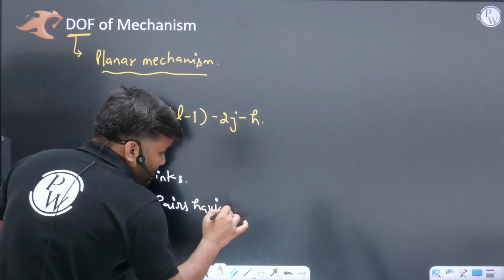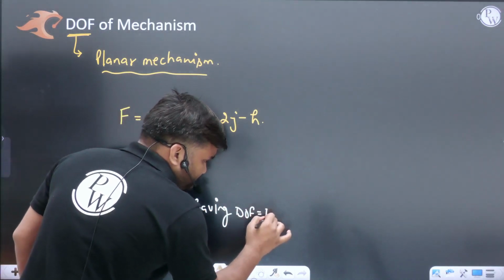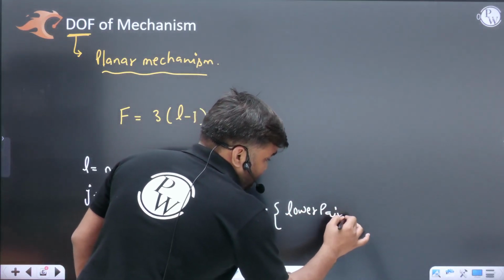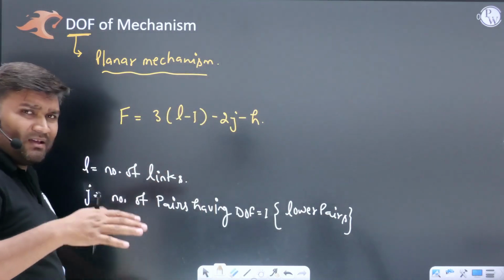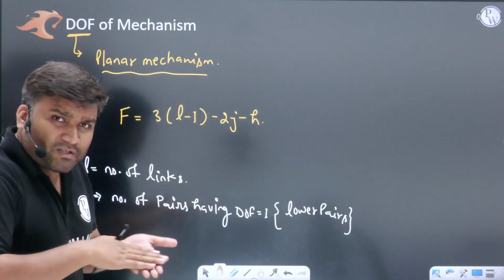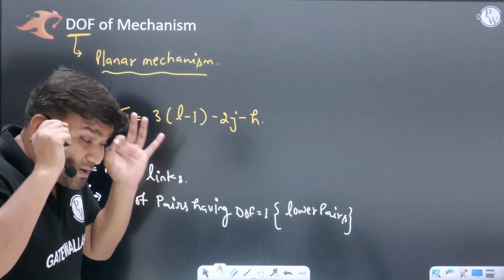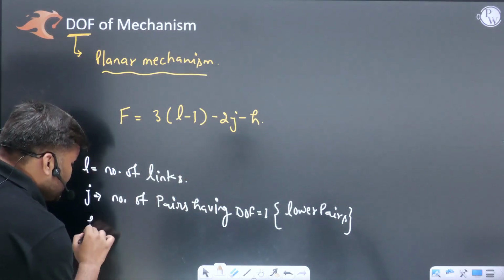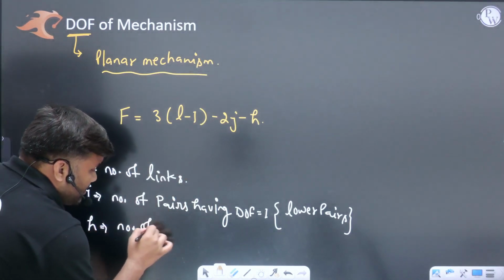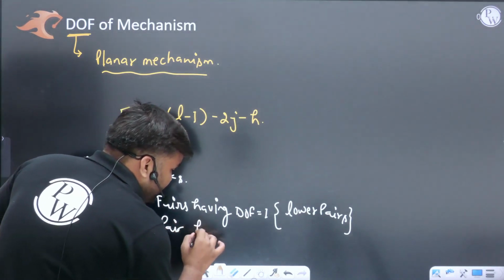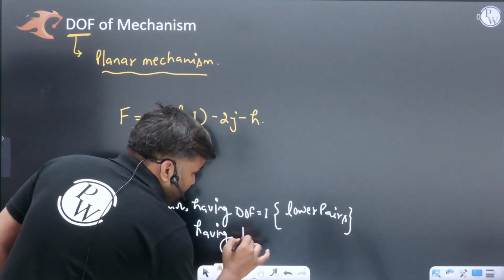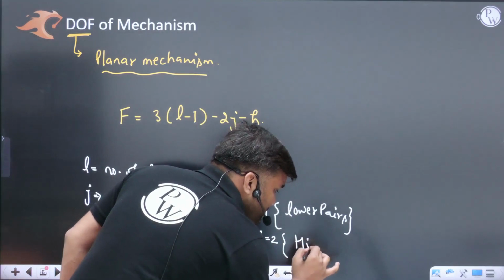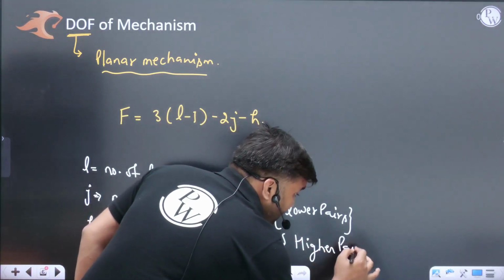Pairs having degree of freedom 1 are also known as lower pairs, beta. Generally lower pairs have surface contact, and mark my word, generally they show 1 degree of freedom. On the other hand, H is the number of pairs between the links having degree of freedom 2, and generally higher pairs show this kind of nature, beta.